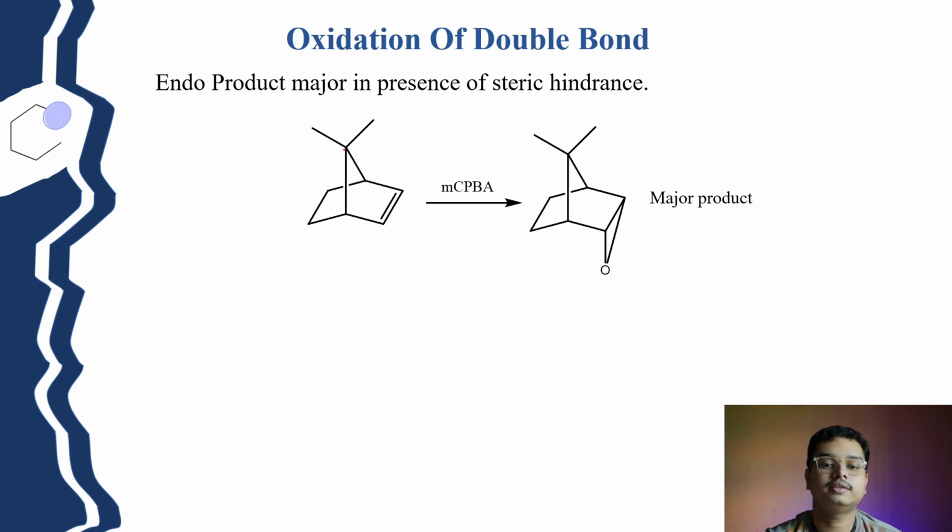However, if the hydrogen on this particular CH2 is replaced by a bulky group such as methyl, then mCPBA is forced to attack from the downward side, and then that is called the major product. The endo product is major in the presence of steric hindrance at the bridgehead carbon.